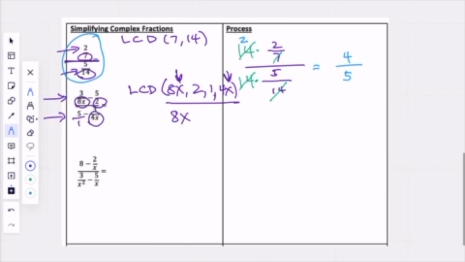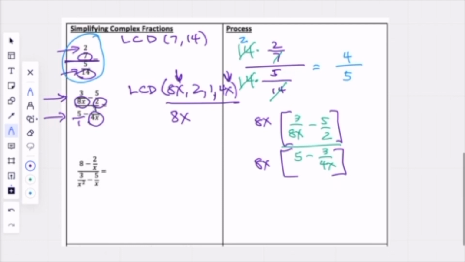All right, so let's take a look at what happens when I use this process. So here's our complex fraction, and we're going to multiply everything through by 8x. So I'm going to multiply 8x on the top all the way through and 8x on the bottom. So what this turns into is 8x times 3 over 8x minus 8x times 5 over 2. And then in the denominator, I've got 8x times 5 minus 8x times 3 over 4x.